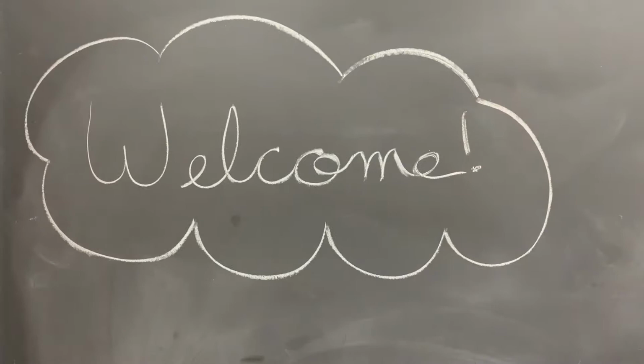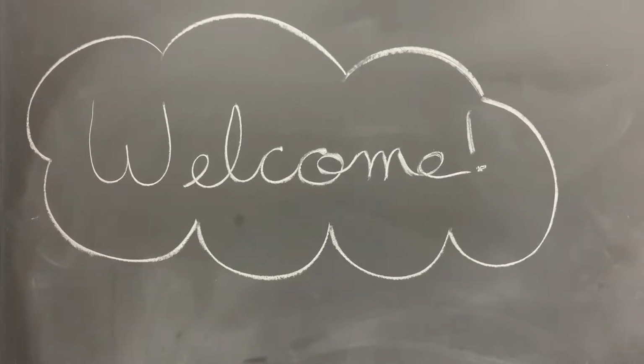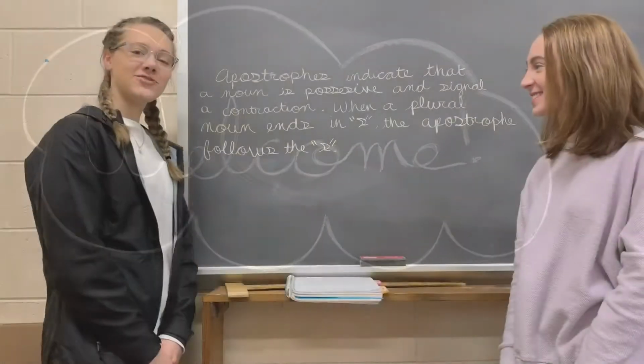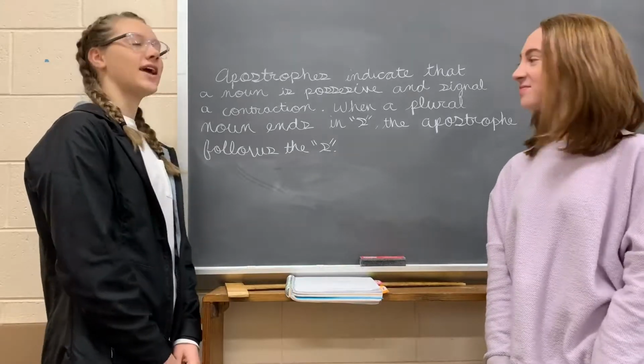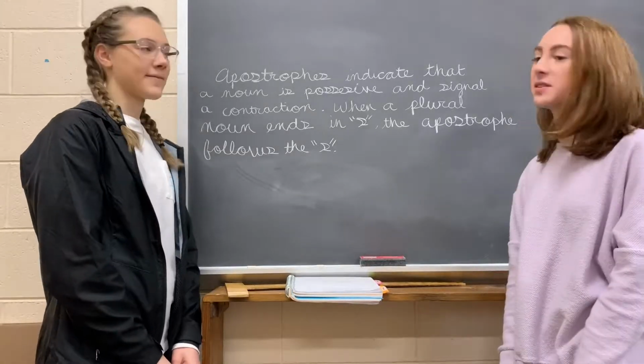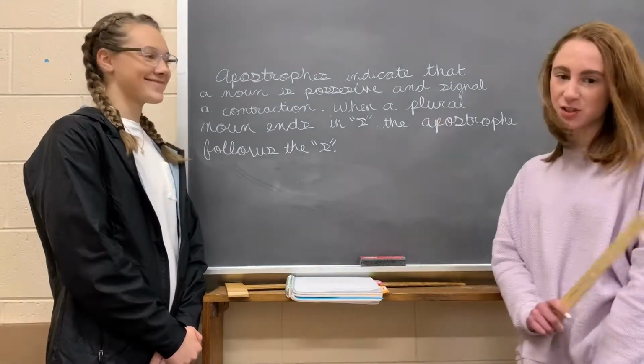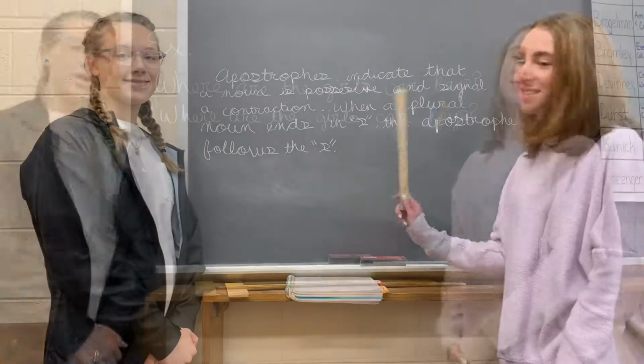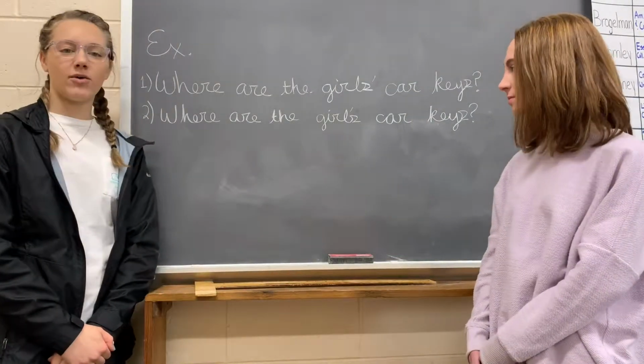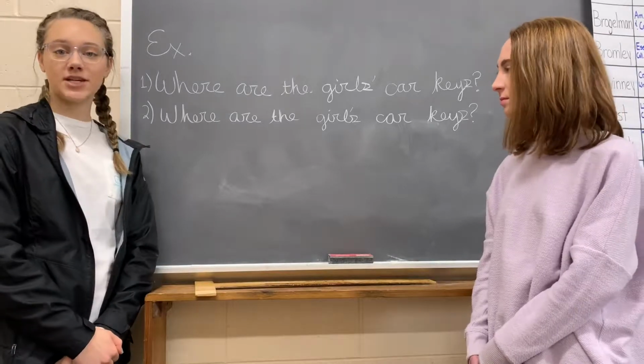Then welcome to today's video, where we use apostrophes to show possession and contraction. Apostrophes indicate that a noun is possessive and signal a contraction. When a plural noun ends in an S, the apostrophe also follows the S. So we are going to begin by talking about apostrophes used to show possession.